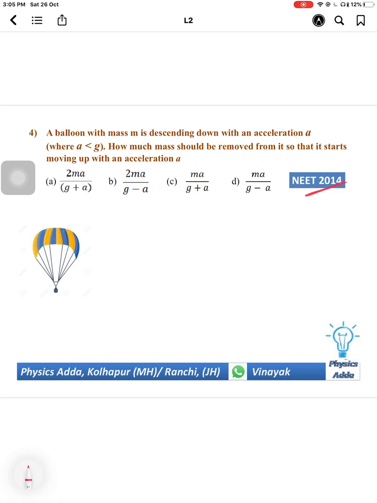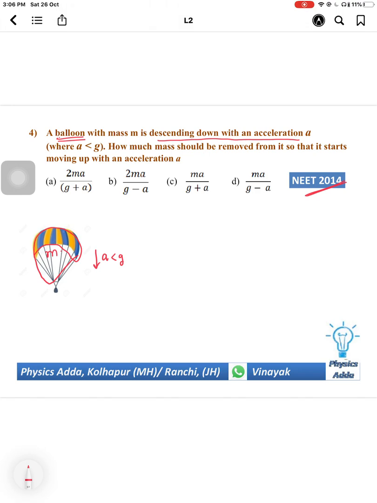So here you can see we are having a balloon of mass m, and it is descending down with acceleration a, which is less than g. How much mass should be removed from it so that it starts moving up with the same acceleration?